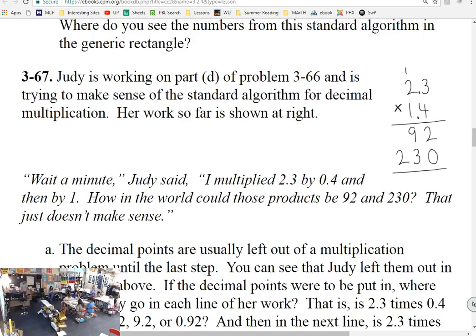So, Judy is working on part B. She sets up old school stacked multiplication.